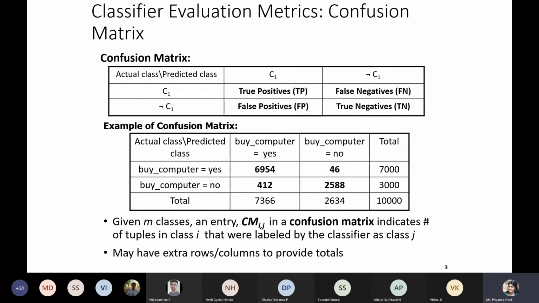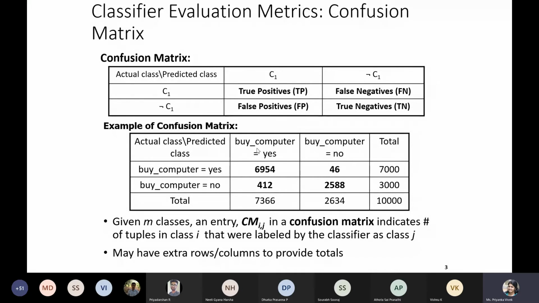Okay, based on which you will actually follow all the other metrics. Now, in the next example shown below, we have a confusion matrix. We have the classes like the previous example: buys computer equal to yes, buys computer equal to no. That is our class. It is mentioned as actual class on the left side and predicted class on the right side.